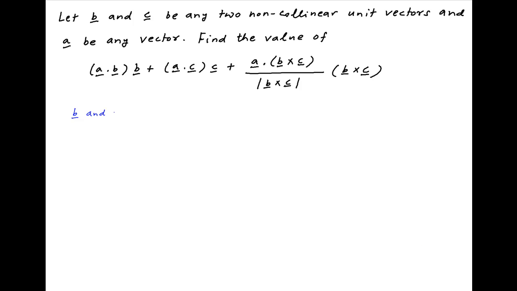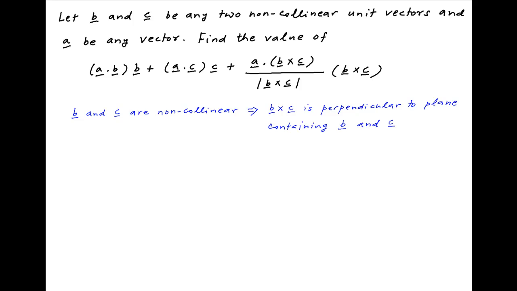We are given that vectors b and c are non-collinear, which implies that the cross product of vectors b and c is perpendicular to the plane containing vectors b and c. This implies that vectors b, c, and b cross c are non-coplanar. And therefore, any vector A can be expressed as a linear combination of these three vectors.